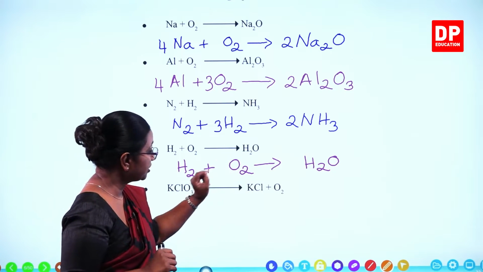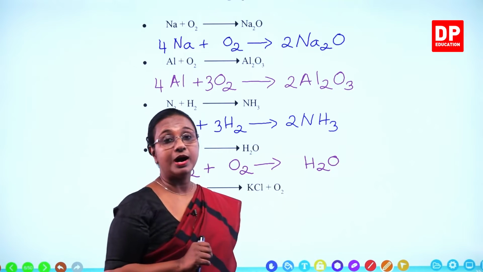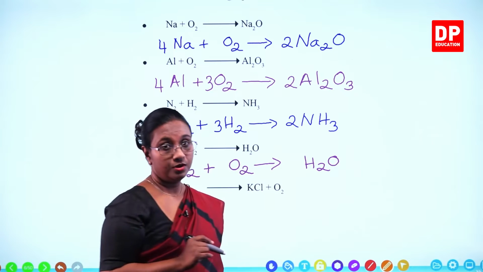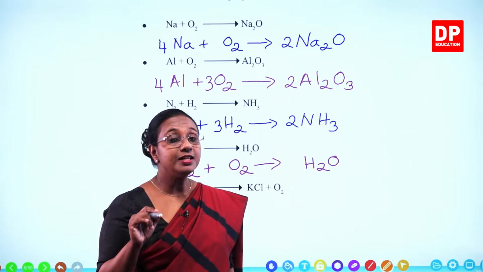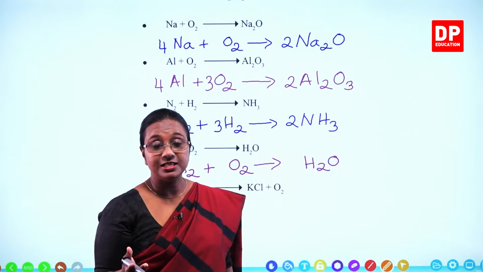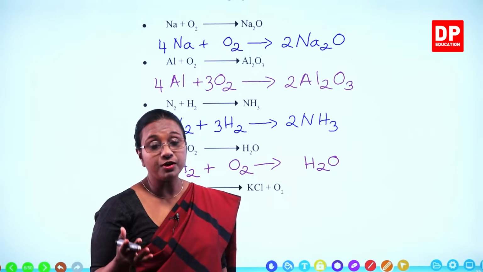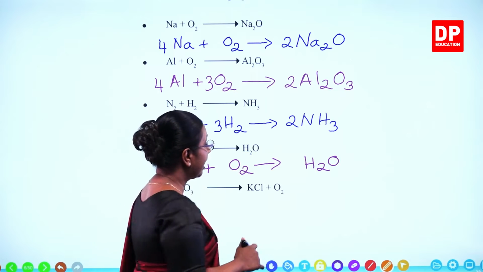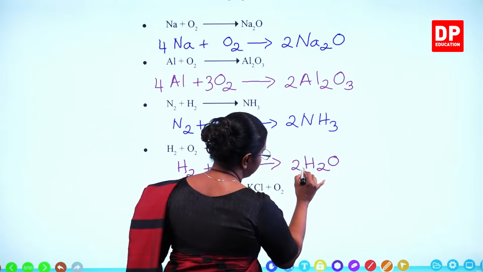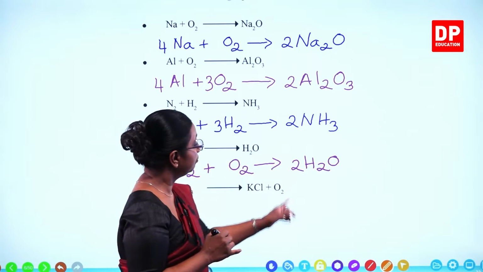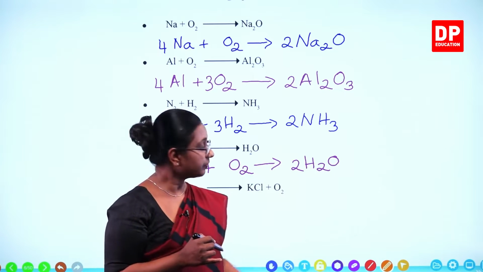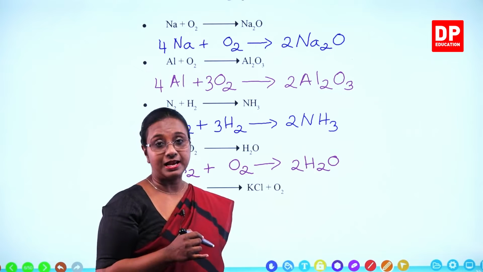We have 2 oxygen atoms here, we have only 1 here. So do we write the 2 there? No. Why? If we write the 2 there, we will be changing the chemical formula of water. That's not correct. So we have to write it as a coefficient in front. 2 water molecules, 2 H2O. So now oxygen is balanced.